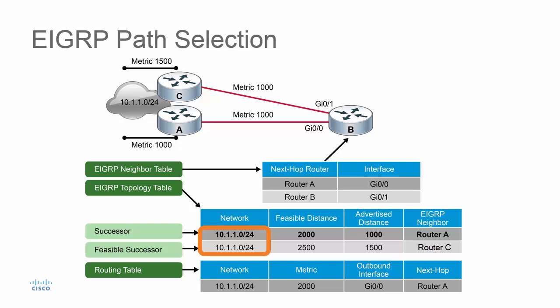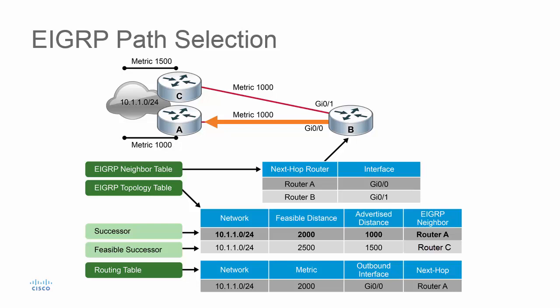The EIGRP metric for router B to reach routers A and C is 1000. Add this metric to the respective AD for each router, and the results represent the FDs that router B must travel to reach network 10.1.1.0/24. Advertised distance for router C in the example is 1500, while the AD for router A is 1000. Router B chooses the smallest FD, that's 2000, and installs it in the IP routing table as the best route to reach 10.1.1.0/24. The best path from router B to reach network 10.1.1.0/24 is via router A because of the lower metric.